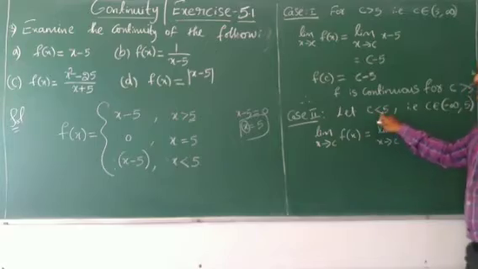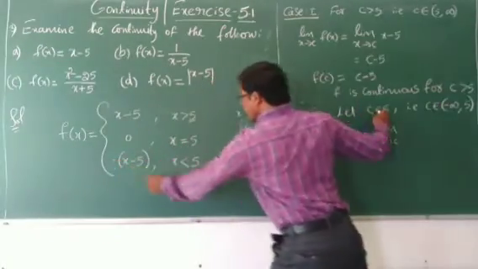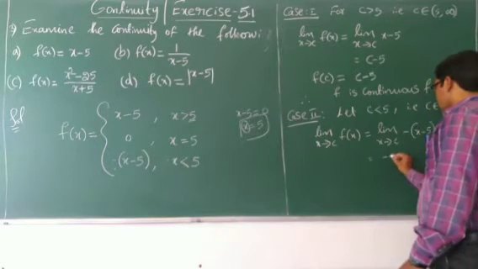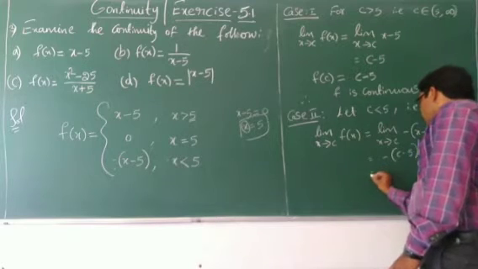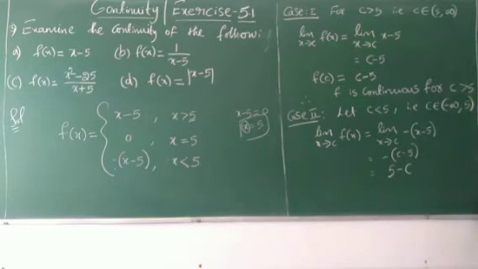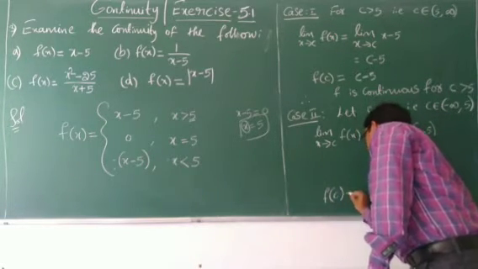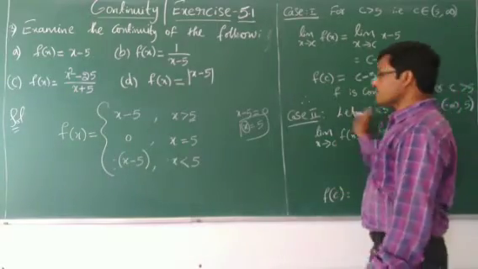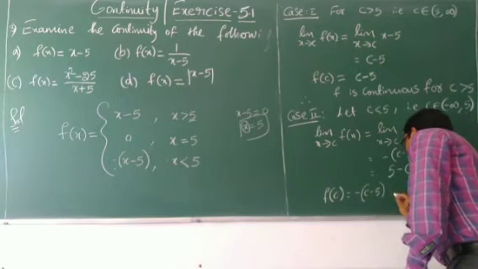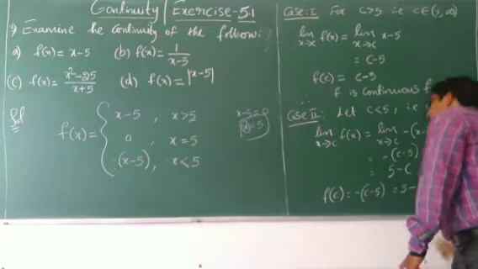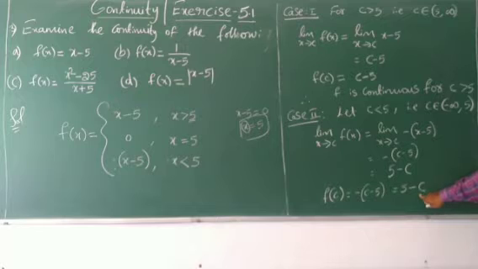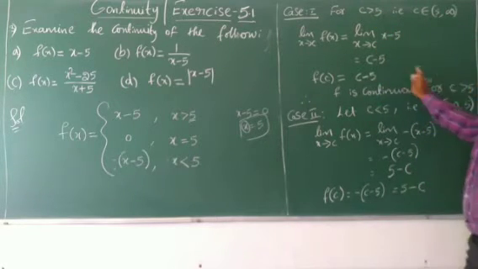F of x for c less than 5 is minus of x minus 5, which is equal to minus of c minus 5. What do we get? Minus c plus 5. So we get 5 minus c. Then f of c, again c less than 5, is minus of c minus 5, which is equal to 5 minus c. Here the limit value and the function value both are equal to 5 minus c.